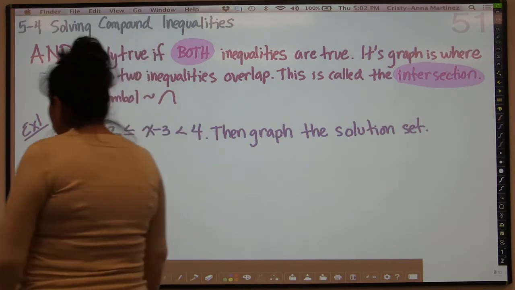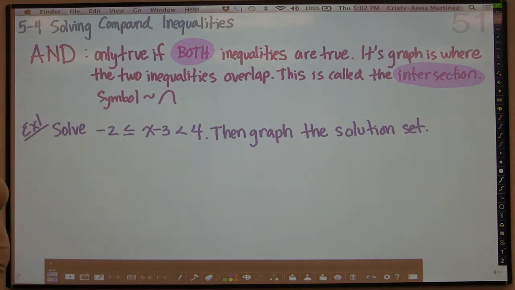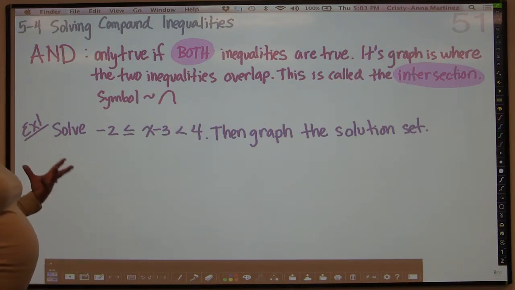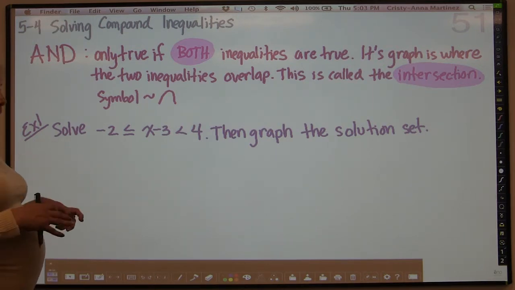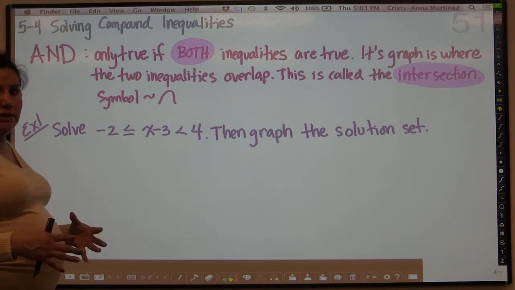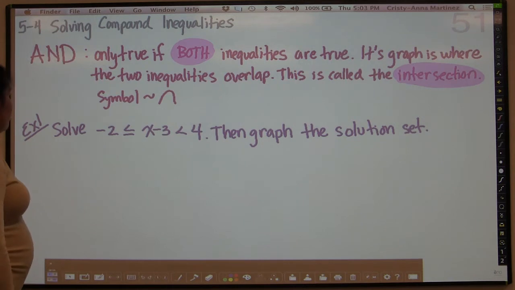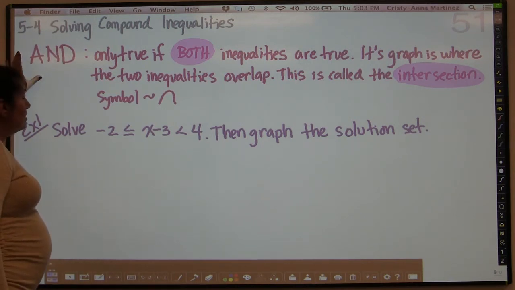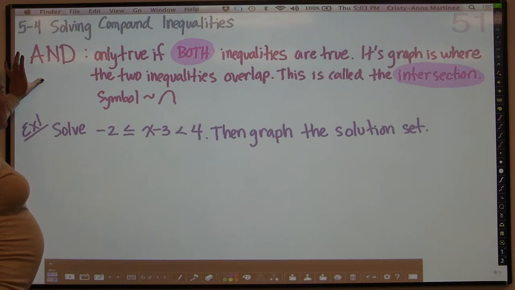But anywho, today we are learning how to solve compound inequalities. And compound inequalities, like the word compound indicates in English, you basically take two words and make them into one word. So basically you take two inequalities and make them into one inequality. And so the first type of compound inequality is what we call the form of "and." And an "and" compound inequality is only true if both inequalities are true.